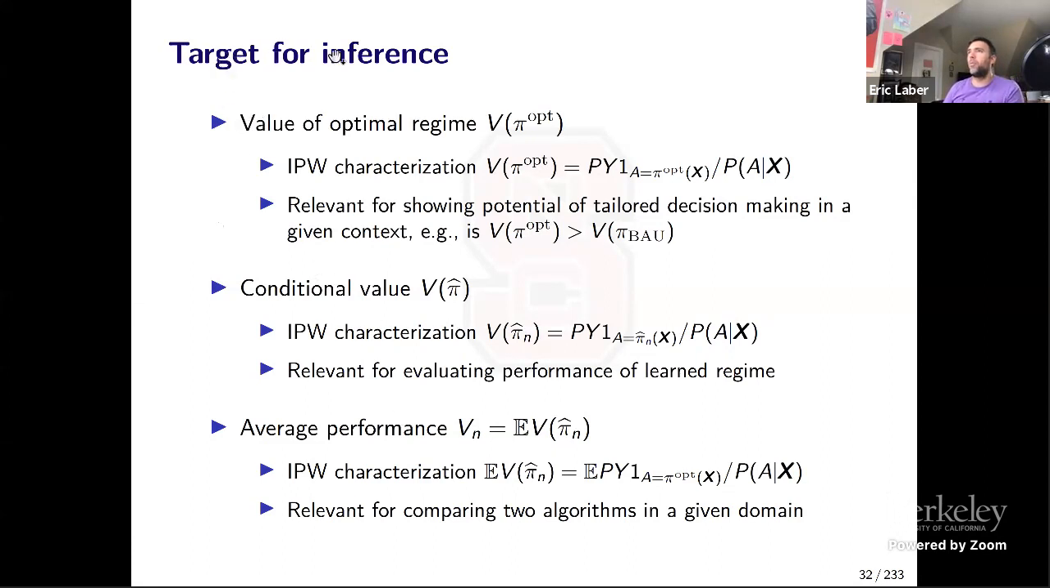But so what might we want to do inference for? We might want to do inference for the value of the optimal regime, say V of pi opt, which is the expected outcome if you were to assign treatments according to pi opt. And we can write this using inverse probability weighting as V of pi opt is the expectation of Y times an indicator that A equals pi opt of X divided by the propensity to assign A given X. So this is basically the Horvitz-Thompson estimator of the value, but this is just expressing this thing in terms of the data generating model. You could have also done it in terms of the Q function, but we'll do this here.